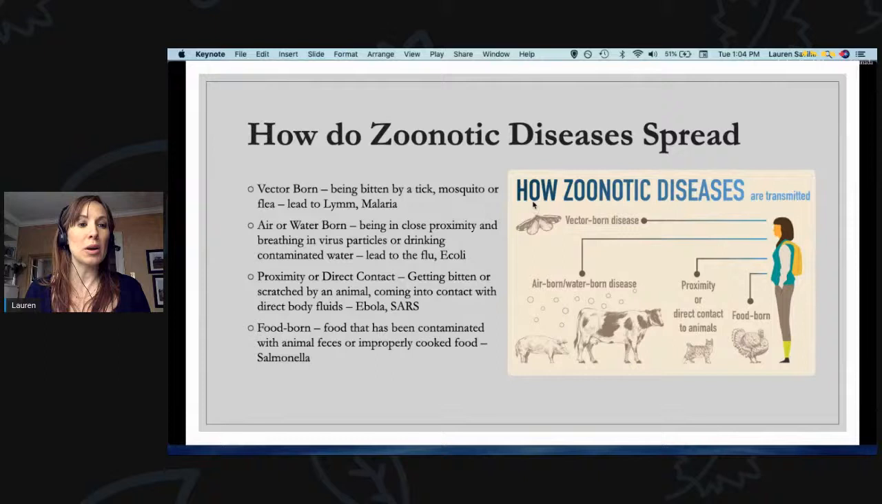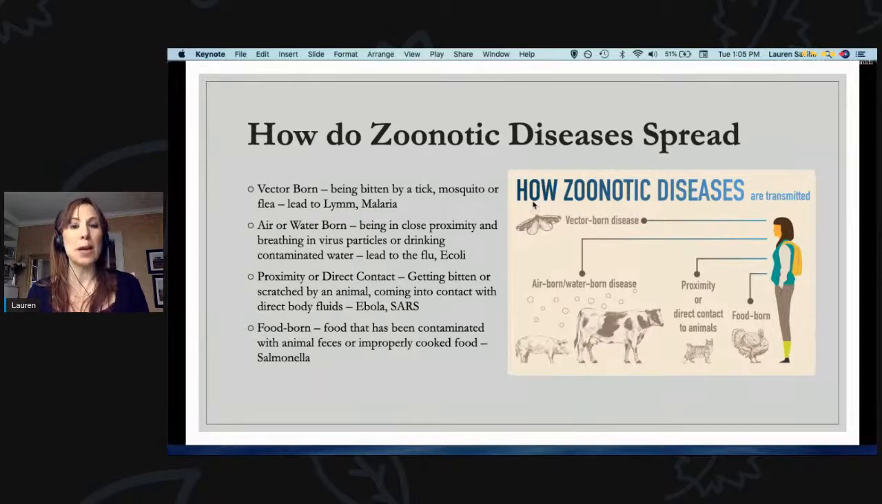Then you can also get air or waterborne diseases. This is just being in close proximity to livestock or drinking contaminated water. This can be things like the flu. We can get avian flu, we can get swine flu from being in close proximity to those livestock animals, or things like E. coli that can pass through contaminated water that can get into the groundwater or into farming water. As well as direct contact.